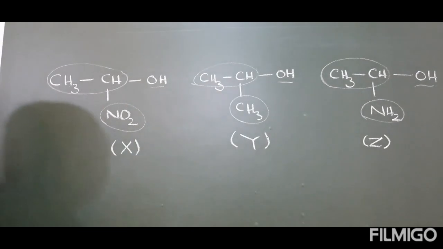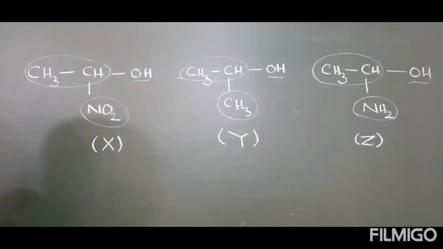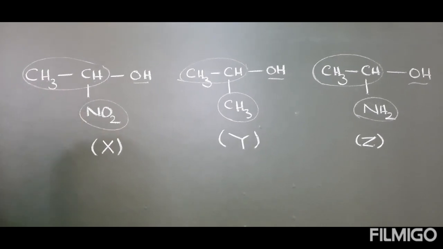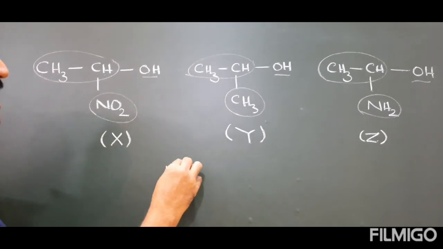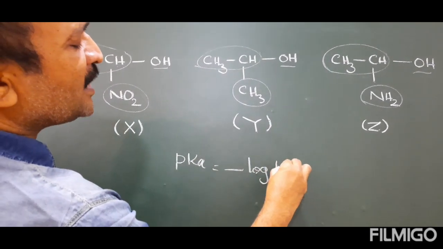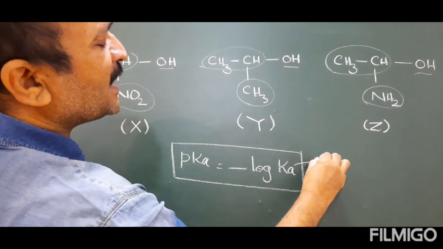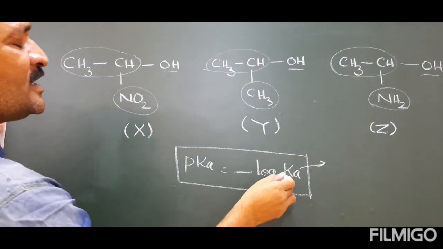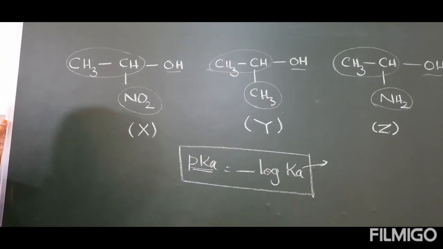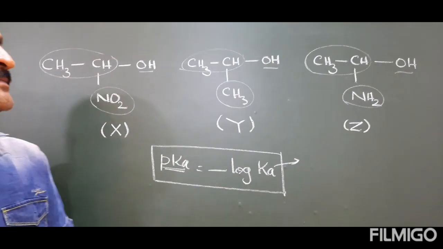Among these alcohols, which one is more acidic, which one has a higher Ka value, and which one has a higher pKa value? I think all the students are well aware that pKa is equal to minus log of Ka. Ka is the acid dissociation constant. If Ka is more, acidic strength is more. If Ka is more, pKa value is less. Let's see which is the stronger acid.